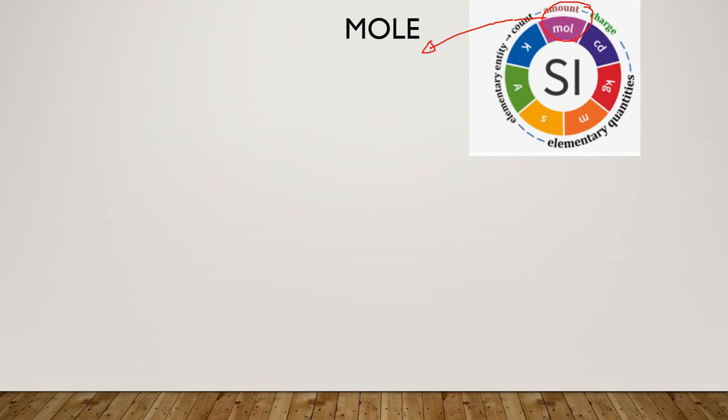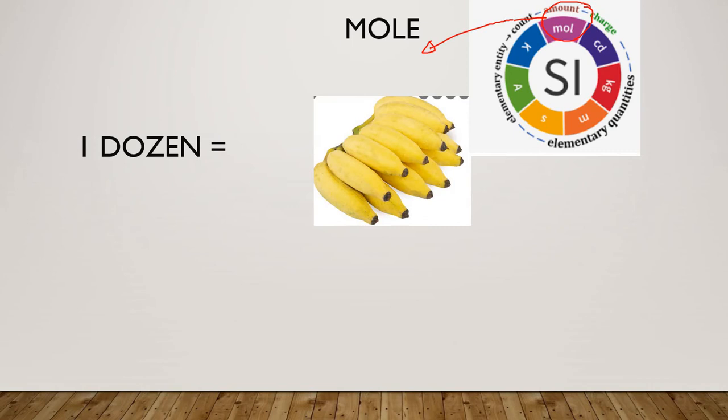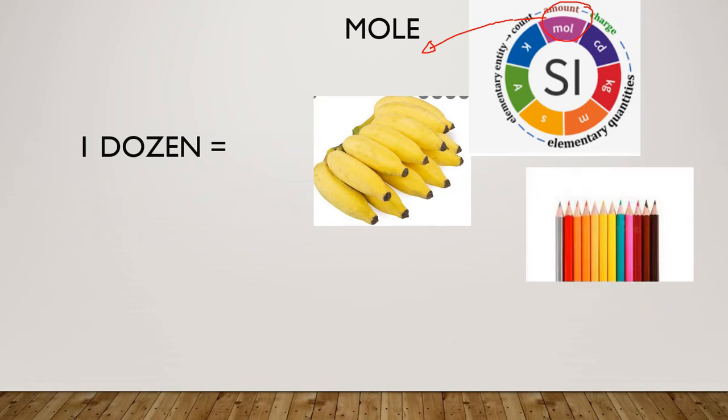Before going to that, let me ask you what we see usually in our daily lives. If I ask you what is the meaning of 1 dozen bananas, you'll say 12 bananas. What is 1 dozen pencils? You'll say 12 pencils. It doesn't matter what object I'm talking about, a dozen always means a fixed number, 12 objects.